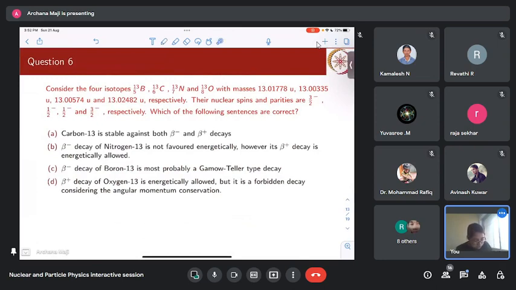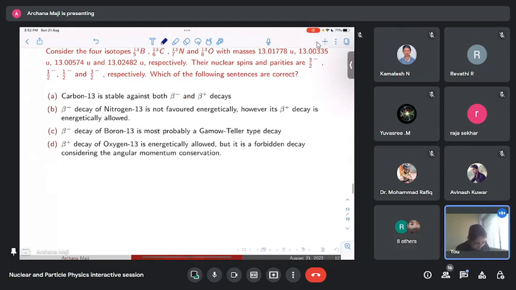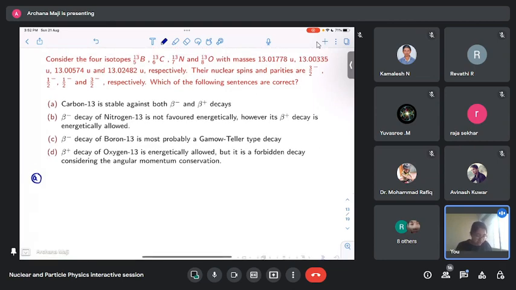Consider the 4 isotopes with these masses. Their nuclear spins and parities are given. Which of the following sentences are correct? Okay, so let us check one by one. Option A says carbon 13 is stable against beta minus and beta plus decays. So by stable it means that particular decay is not possible.